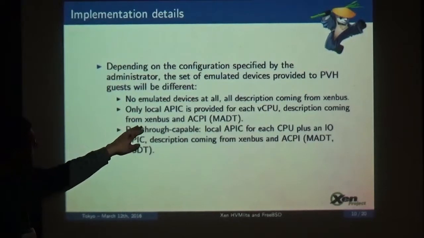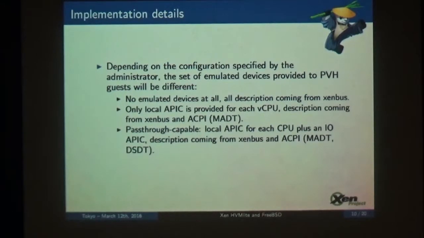And also in this case, we will be providing some minimal ACPI tables to the guest. The most important one that we will be providing will be the MADT. This is a table that contains the description of the number of local APICs and IO APICs on the system. So if we want to provide the local APIC to a guest, we need to provide this table so the guest can find the local APIC.